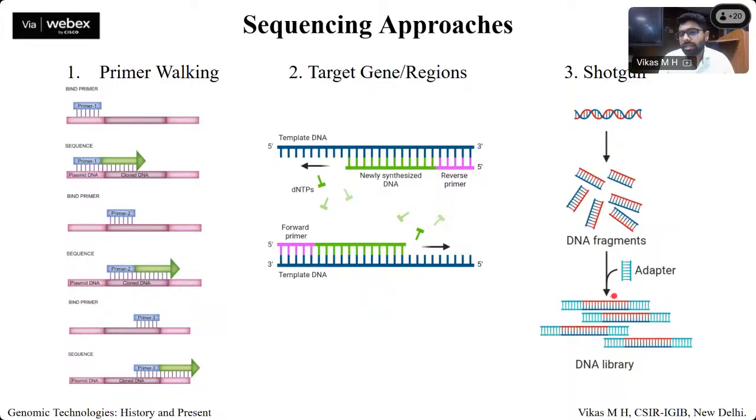So nowadays we mostly use the targeted gene approach and the shotgun approach, where the shotgun approach is mainly used for the human genome and the microbial genome.